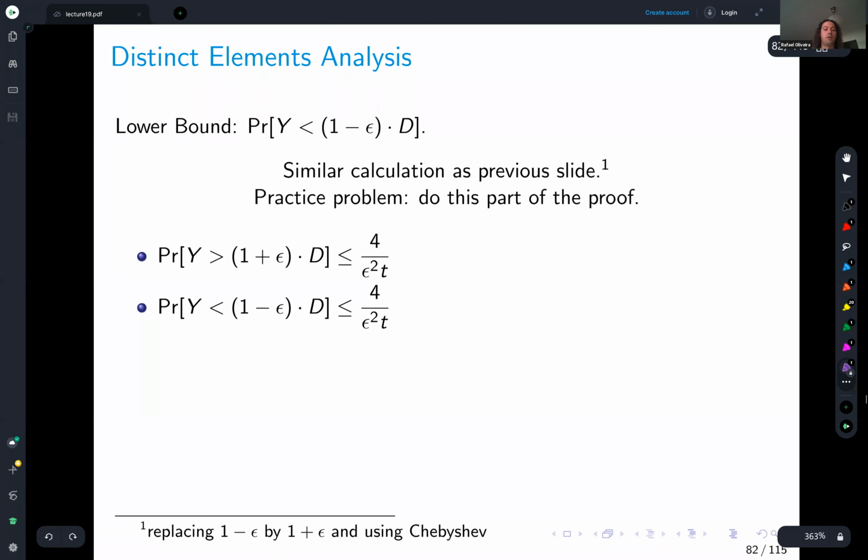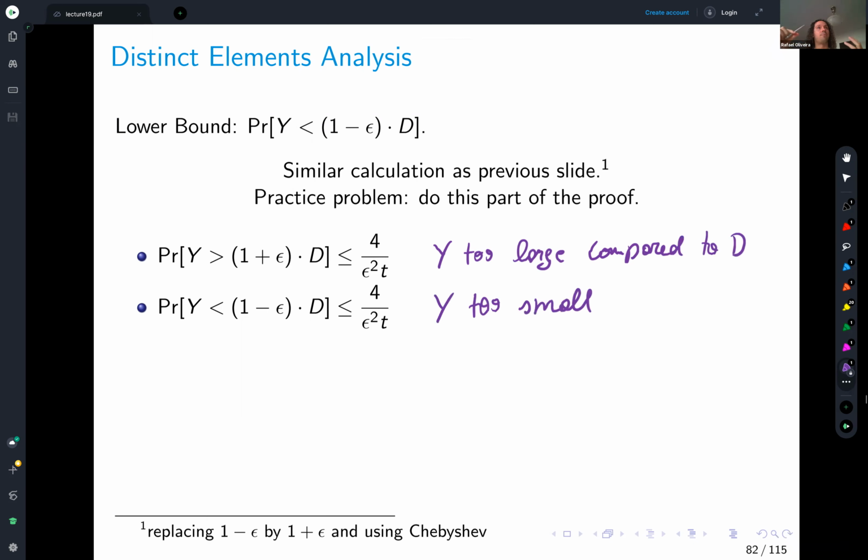So what did we prove? This is the probability of a bad event happening. The first bad event is y too large compared to d, and the other event is that y is too small. So we get that both of these bad events have a probability at most 4 over epsilon squared t of happening.